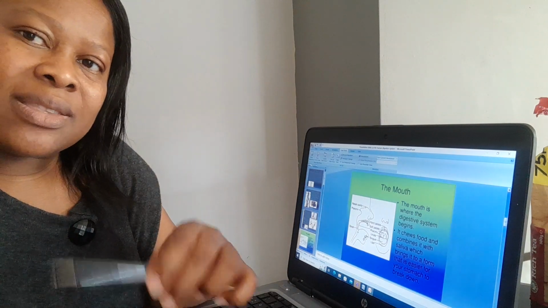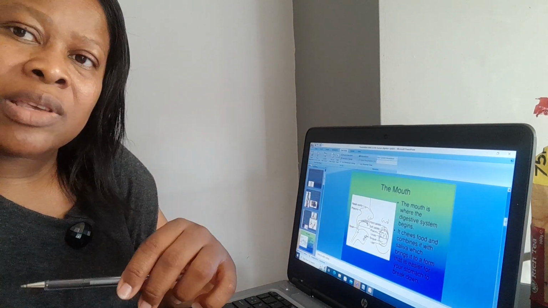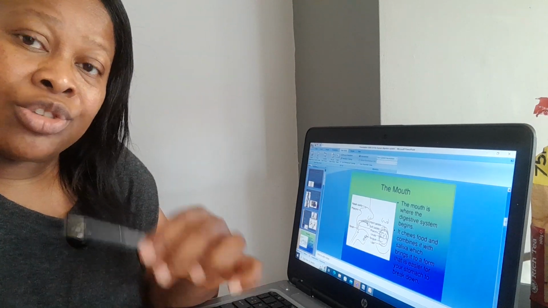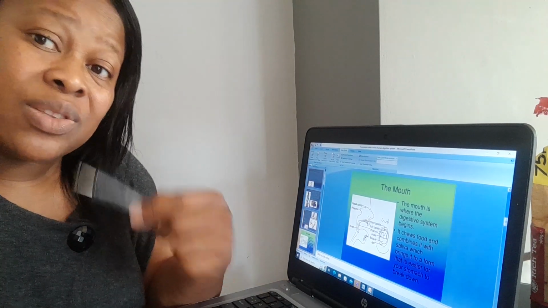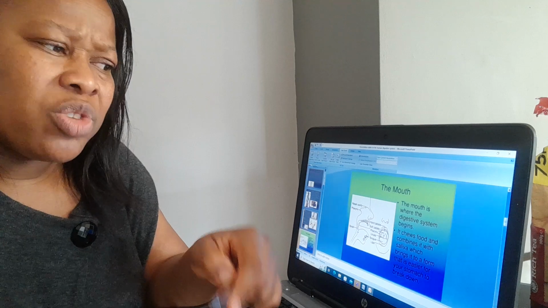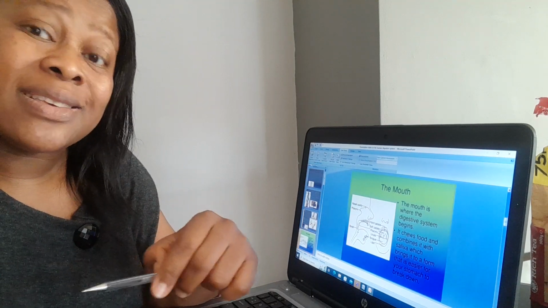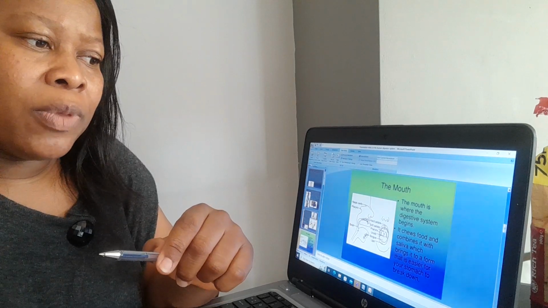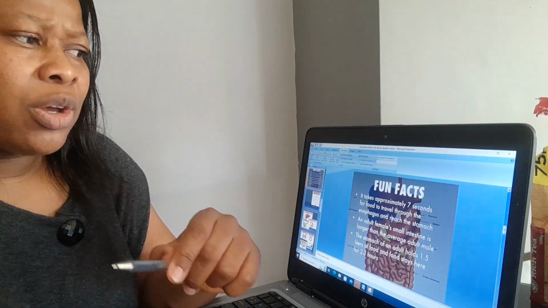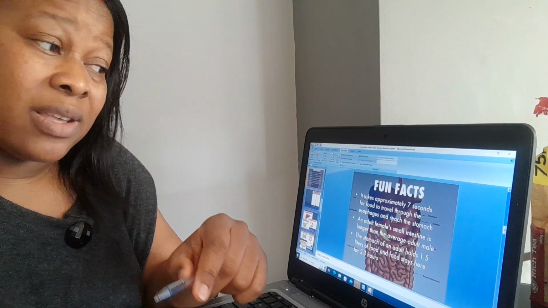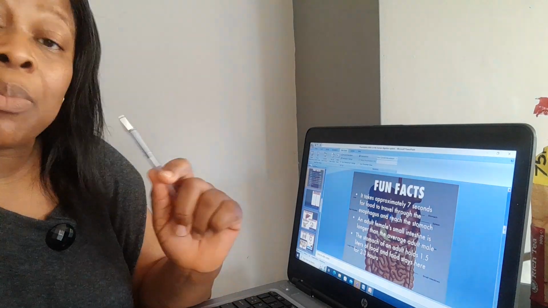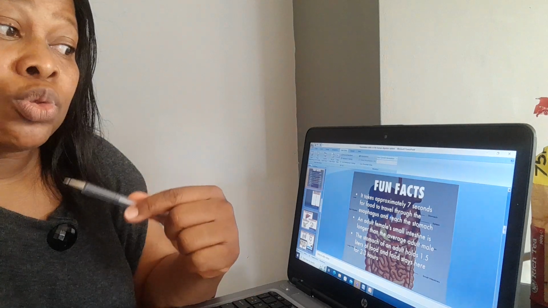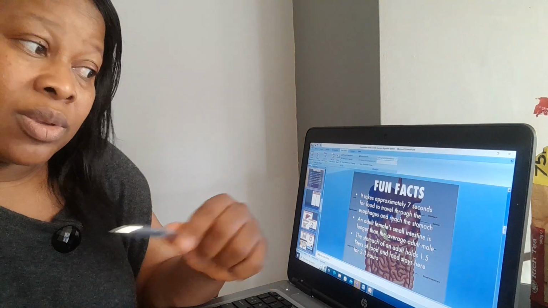Digestion starts in the mouth. The mouth is where the digestive system begins. It chews the food and combines it with saliva, which brings it into a form that is easier for your stomach to break down. Before we go to the next phase, I want you to know that it takes approximately 7 seconds for food to travel through the esophagus to the stomach.